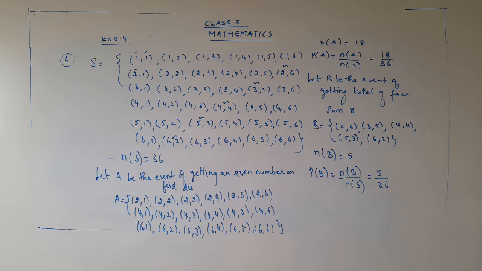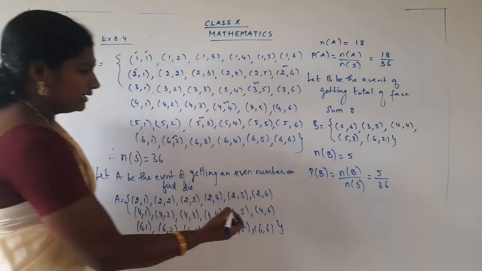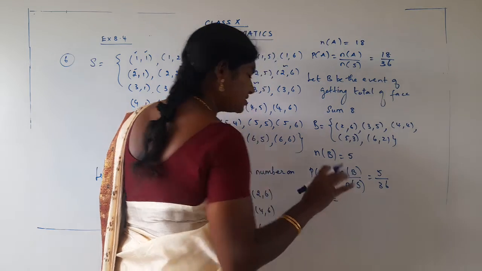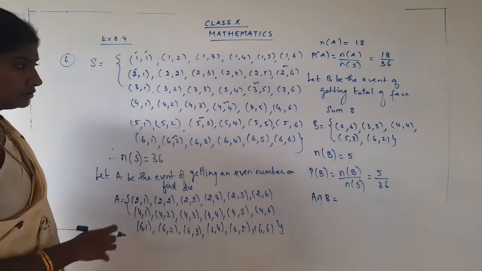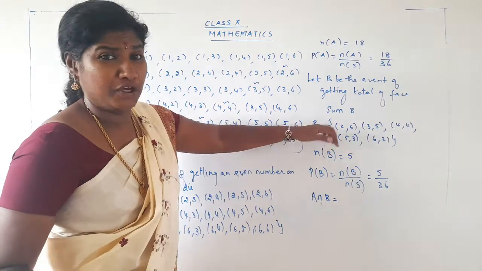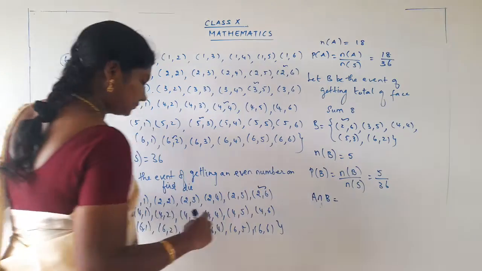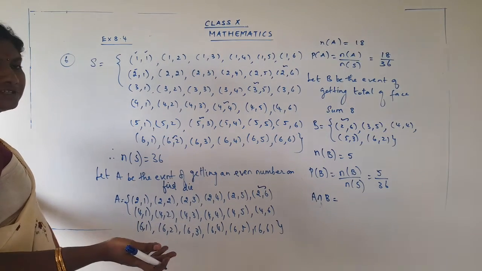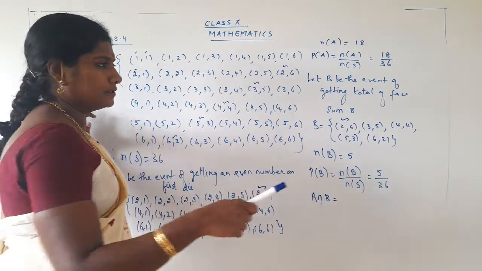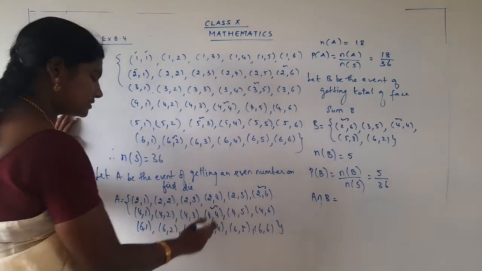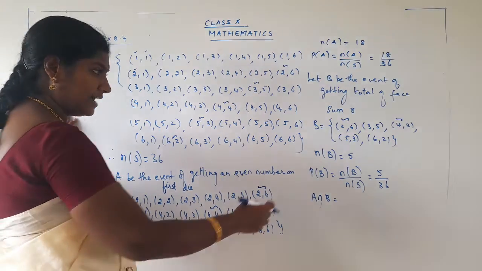So before using the formula, we have to find out what is common in A and B. So let's find out the common part in A and B. I write down here, A intersection B is equal to, what is common in A and B? Just see here. I'll just start from B because there are only 5 members. So 2,6, yes, we have 2,6. 3,5 is not there because we have numbers starting from an even number. So 3,5 is not present here. 4,4 is present. And 5,3 is not here. We have 6,2 present here.